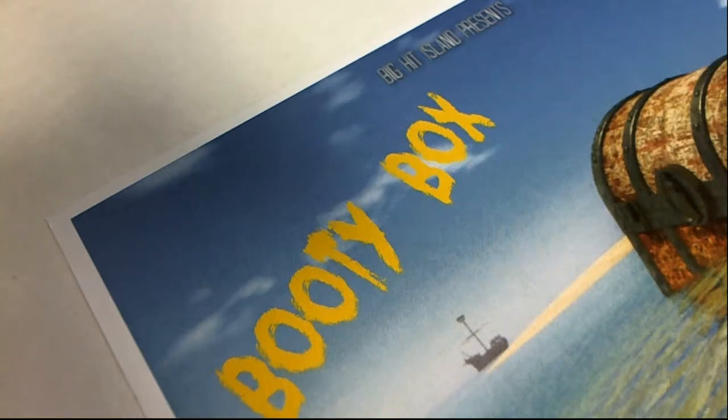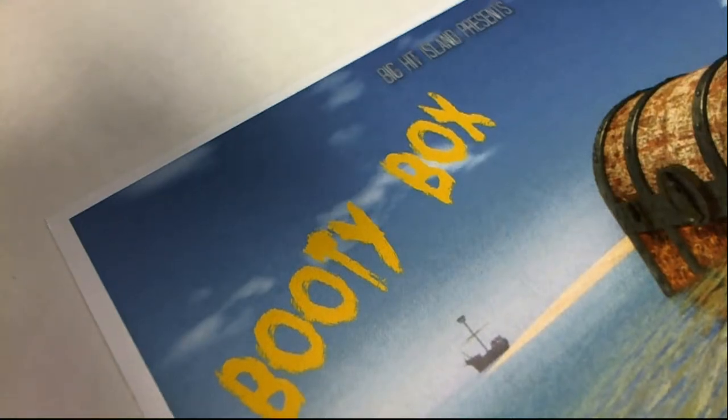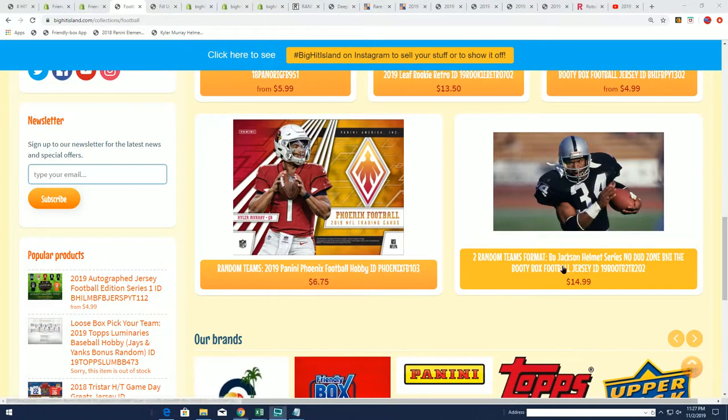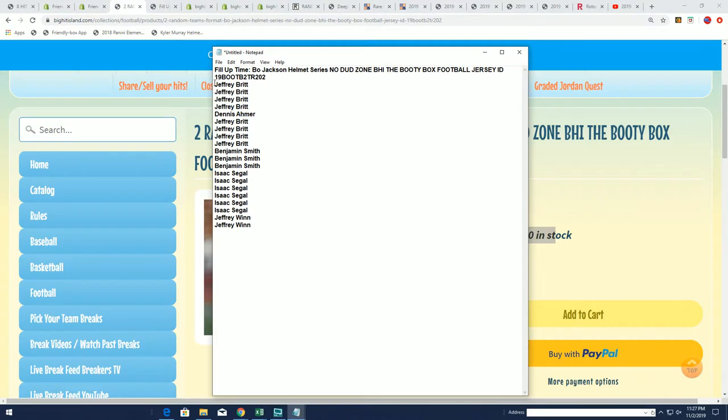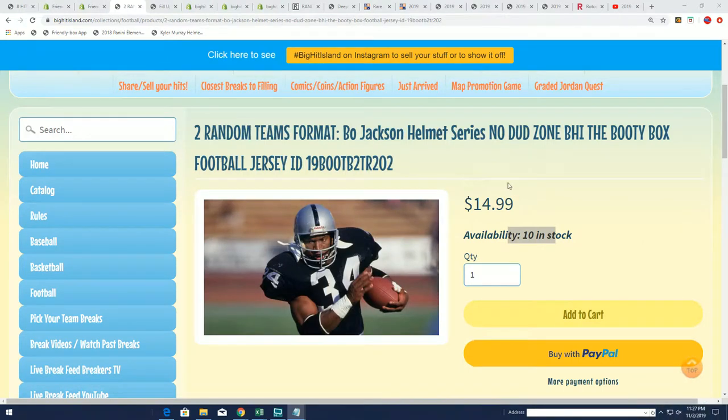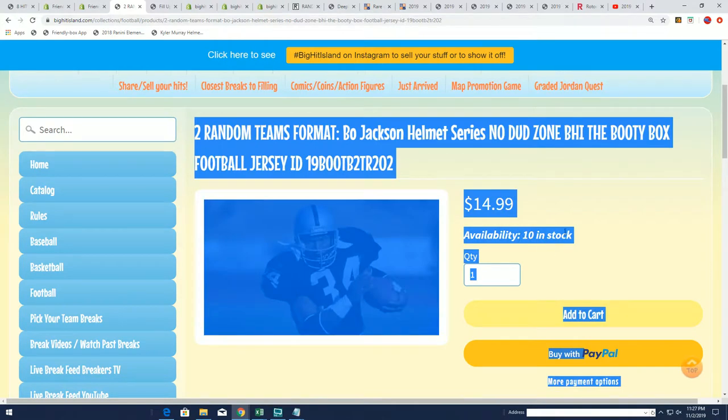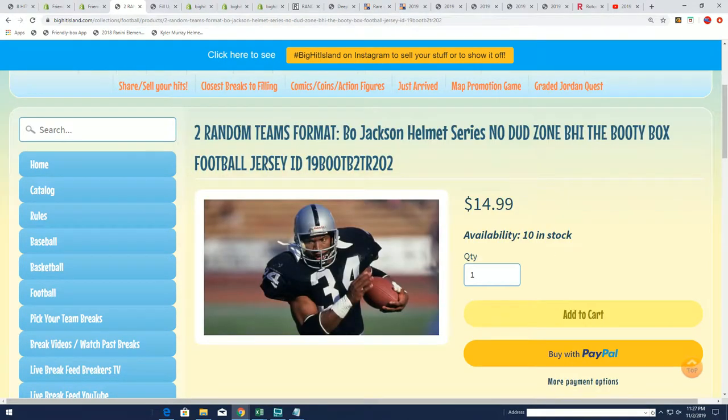Good luck, everyone, in this booty box jersey break that is coming up here. This is the two-team random format that is down to 10 left. And we just had this filler for six spots. Fill up. So we're going to determine six spots right now. There are 16 total spots, so we have our six spots, and then what's left is the 10 you see here. So we're down to 10 left in the actual break.